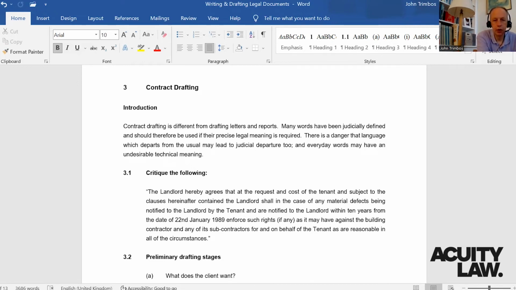Now 3.1 on the screen there is not clear, watertight or fit for purpose at all. It's an absolute disaster. It's almost a masterclass in how not to draft a contract clause. It's one of these clauses that has leaked out into the public domain, and the story that goes with this is that it was drafted by a lawyer in a Magic Circle law firm who received the sack shortly afterwards.